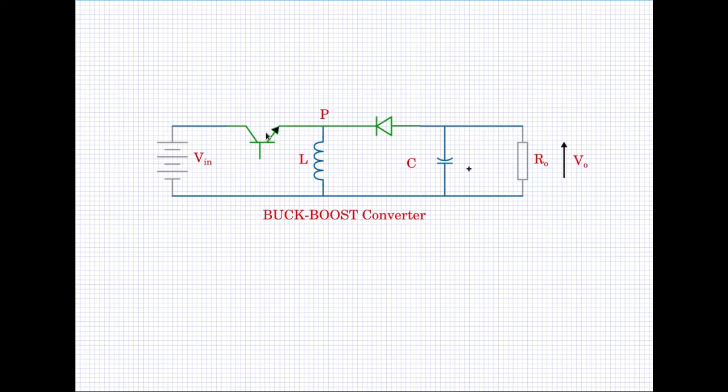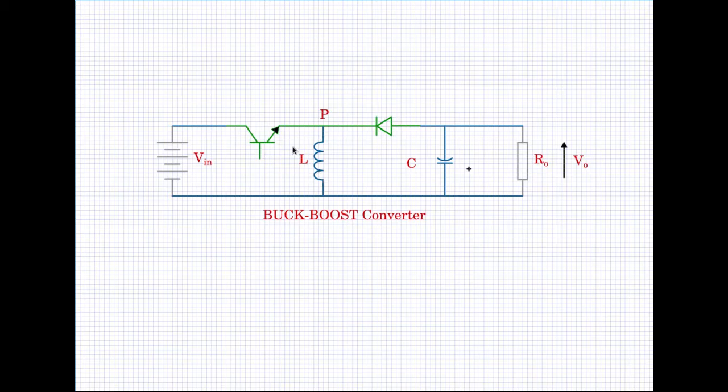The BJT is connected to the pole point in this fashion, the emitter is connected to the pole point, the diode is connected in this direction to the pole point. So when the BJT is on, we give the base drive, BJT is on, the current flows through Vin, BJT, inductor, charging up the inductor in this path.